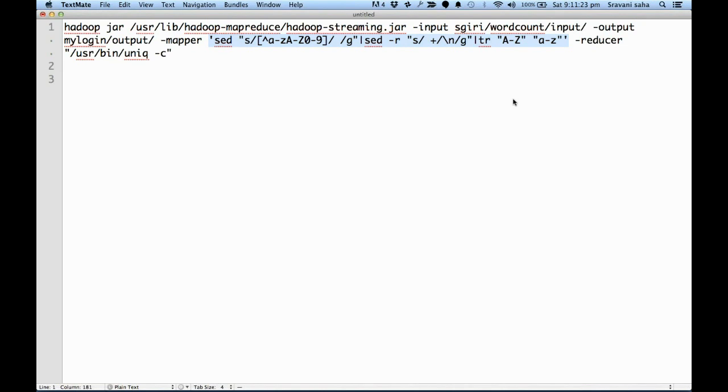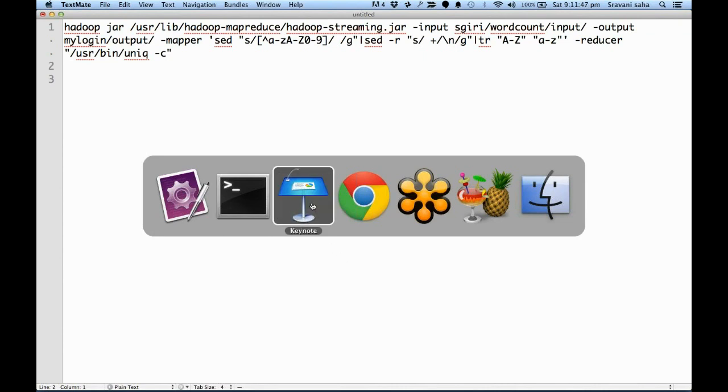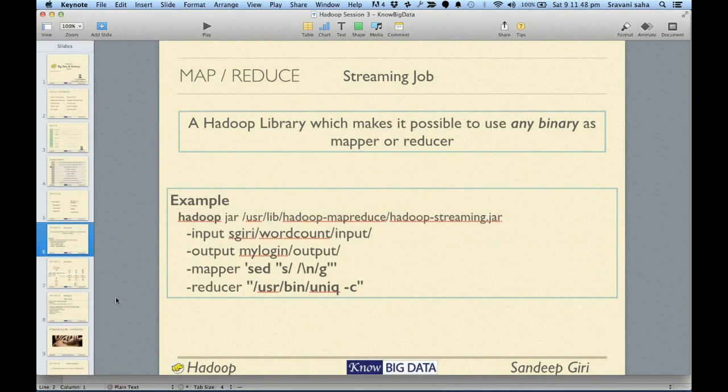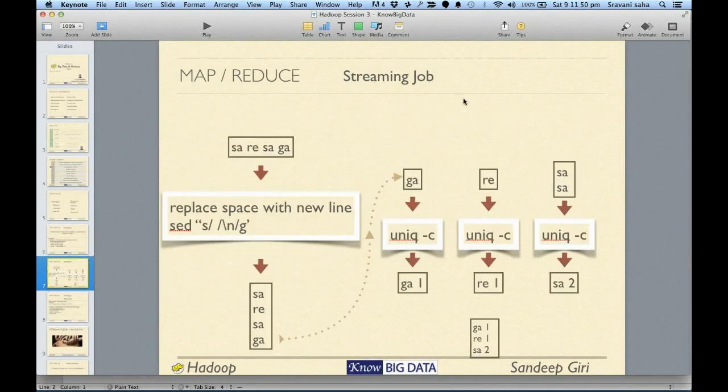Now, in a similar fashion, you have a reducer. The reducer can also be in any format you wish. So this is what happens inside. The next step is to put it into a command file. Let's say my command.csh. I'm just putting it in my own folder. I'll not spoil everybody's folders.